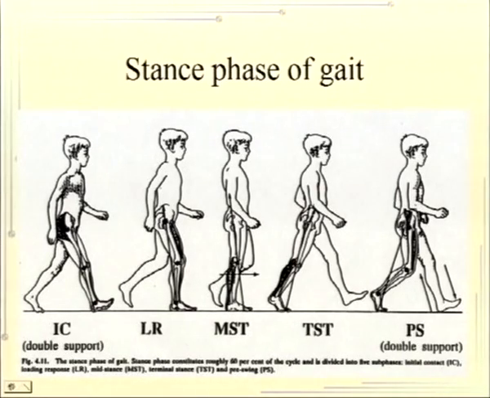When we analyze gait, we think of basically two phases: the stance phase of gait and the swing phase of gait. Stance phase is the amount of time that's spent bearing weight on the foot on the limb on that one side. So in this diagram, if you just look at the right leg, that right leg is going through one cycle of stance.